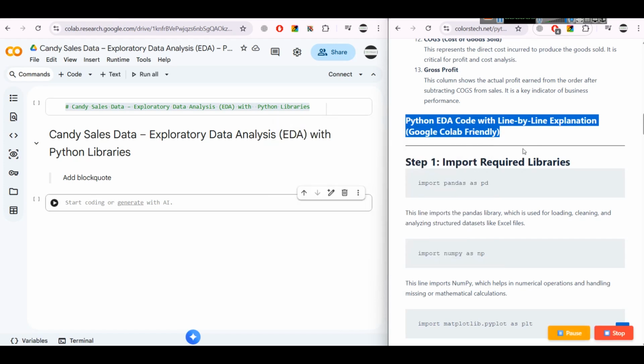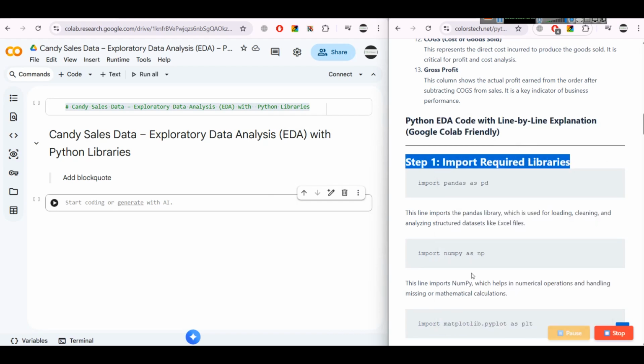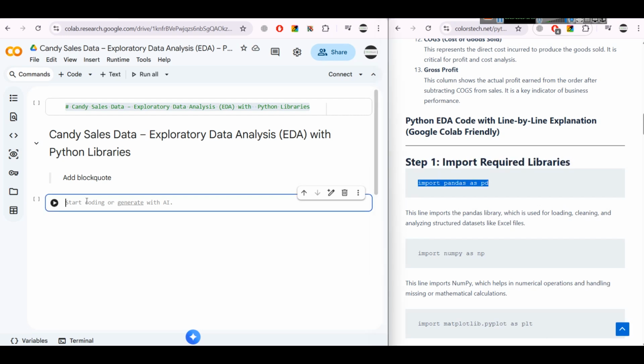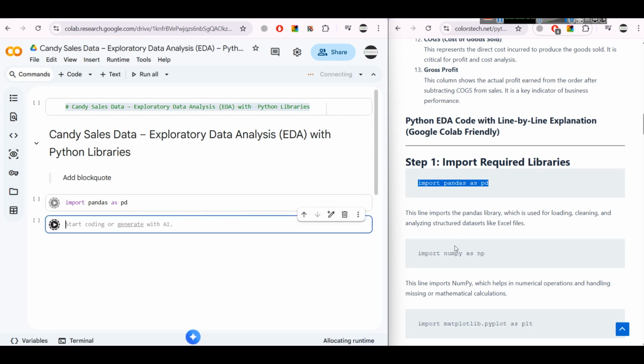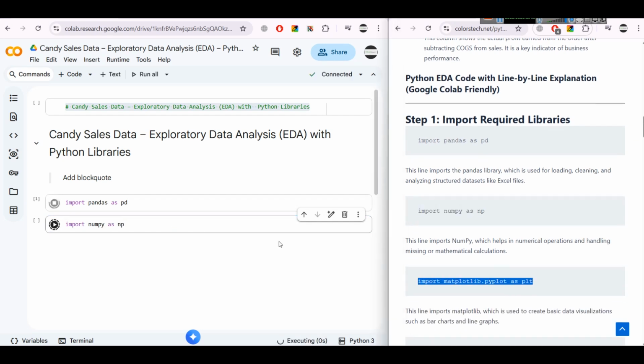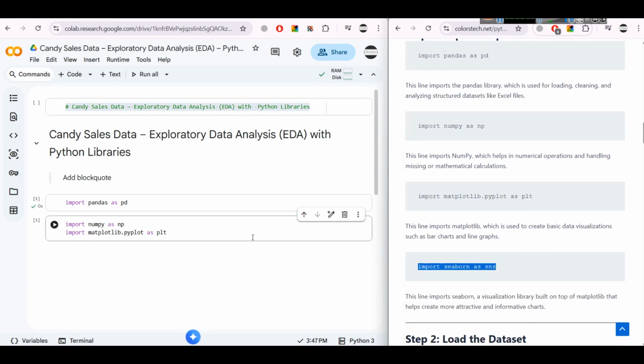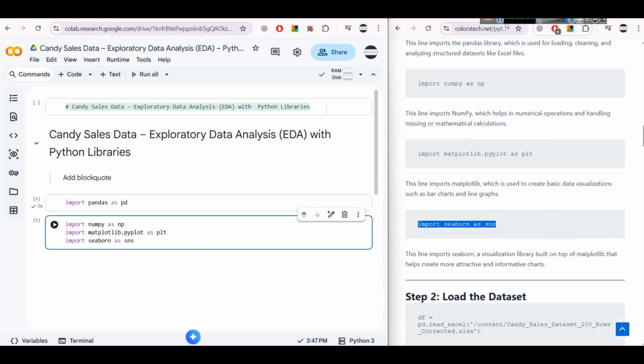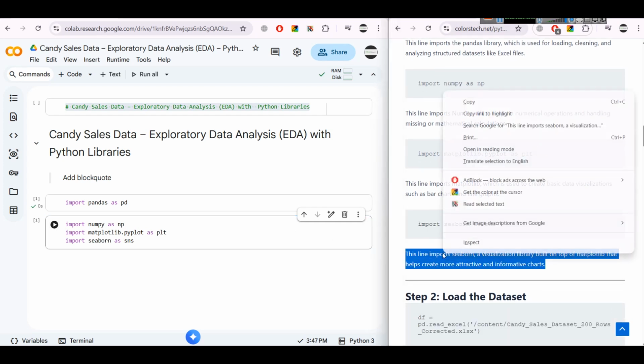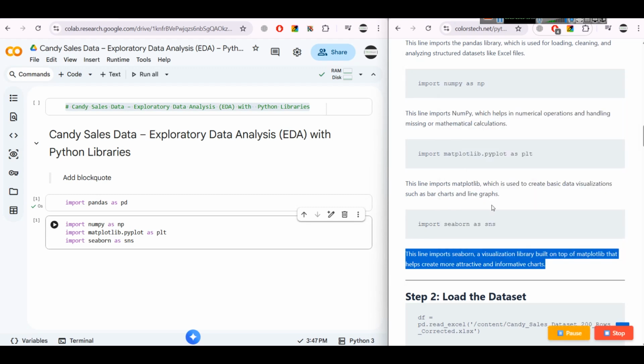Python EDA code with line-by-line explanation, Google Colab friendly. Step 1. Import required libraries. This line imports Seaborn, a visualization library built on top of Matplotlib that helps create more attractive and informative charts.